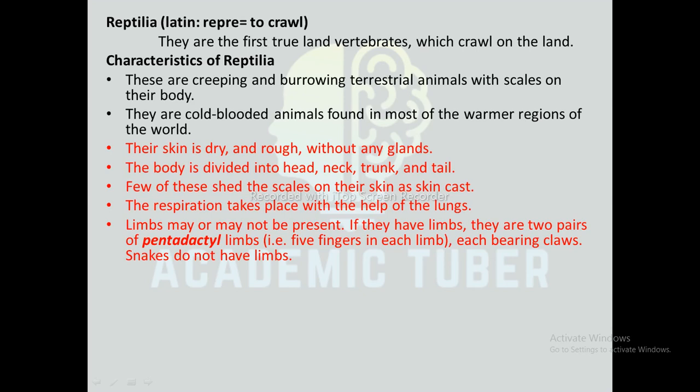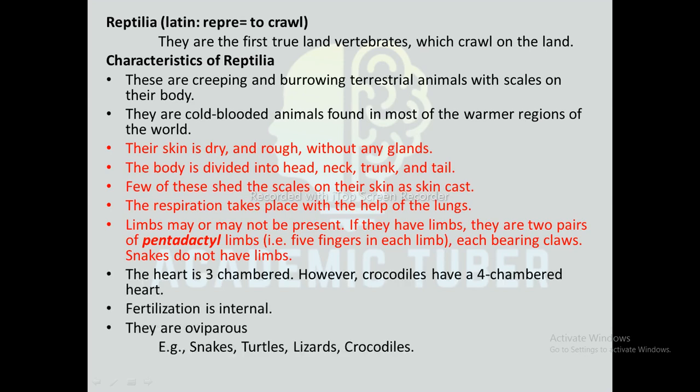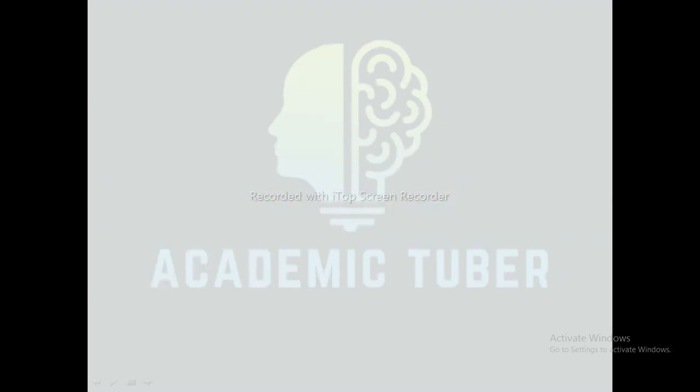If they have limbs, they are 2-paired pentadactyl limbs, that is 5 fingers in each limb, each bearing claws. Snakes do not have limbs. The heart is 3-chambered, however the crocodile has a 4-chambered heart. Fertilization is internal, that is, fusion of male and female gamete takes place inside the body of the female. They are oviparous, that is, egg laying. Examples are snake, turtle, lizard, crocodiles, etc.